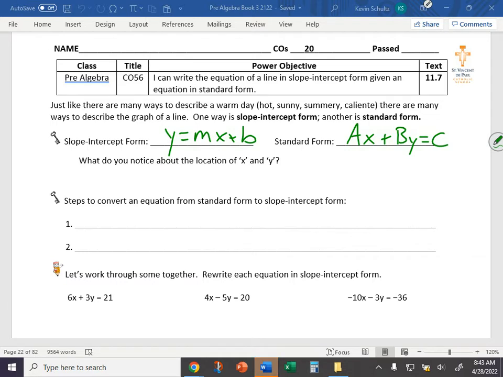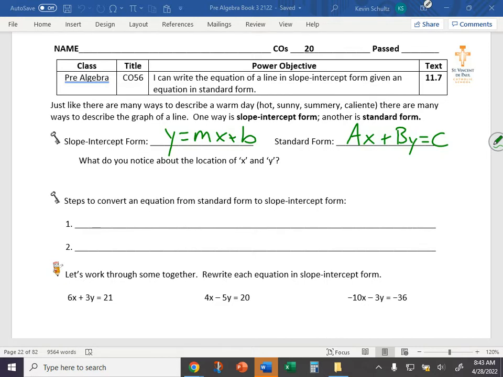form to slope-intercept form. And I told you the advantage to this was that if you're given a linear equation in slope-intercept form, you can graph it. Y-intercept, slope. We've done that before. Sometimes, though, you'll be given a linear equation in standard form. And being able to graph that, you'd first need to convert it into slope-intercept form.